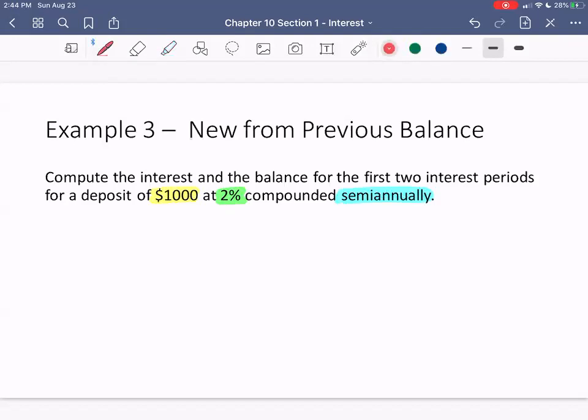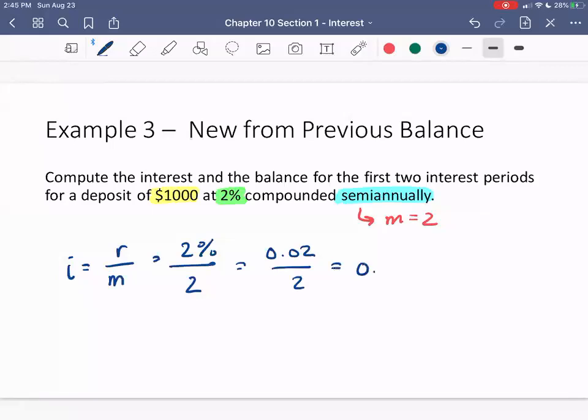So if you remember, this tells you that M is 2, because that's how many times it's compounded per year. So I first need to find my annual interest rate, because it says compute the interest and the balance for the first 2 interest periods. So I first need to compute the interest. And how I do that, I say my interest equals my rate over how many times it's compounded annually. So my rate is 2%. It's compounded twice. So I have 0.02 over 2, which equals 0.01.